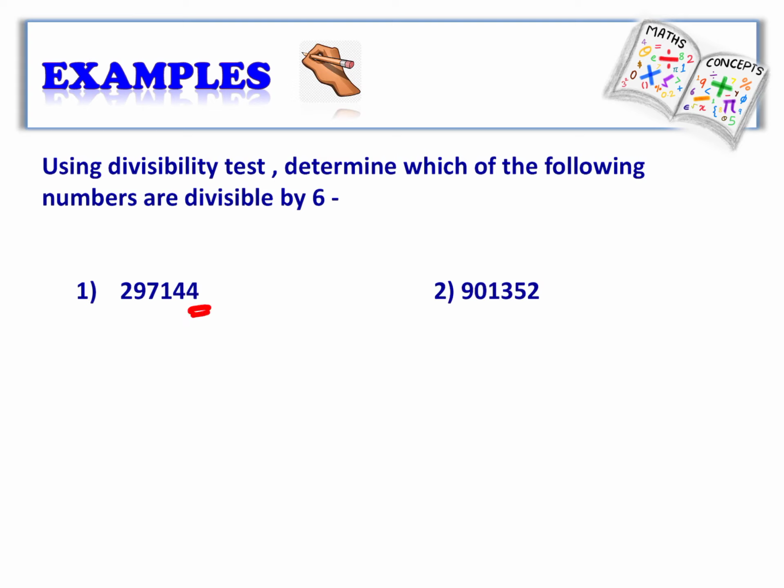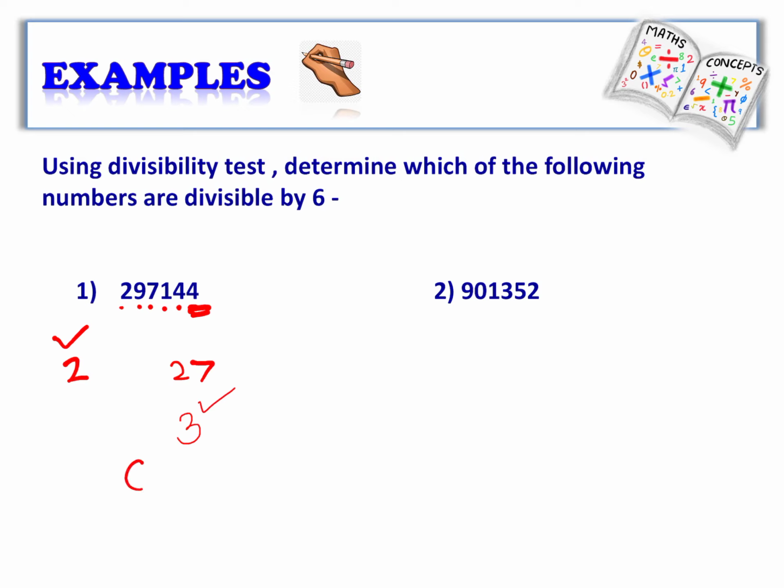This number is definitely divisible by 2 because it is an even number, and for this number to be divisible by 3, sum of all digits has to be multiple of 3. Let's check the sum of all digits. 2 plus 9 is 11, plus 7 18, plus 1 19, plus 4 23, and plus 4 27. 27 is multiple of 3, and that's why we can say that given number is also divisible by 3. If the given number is divisible by 2 and 3, then it is definitely divisible by 6.